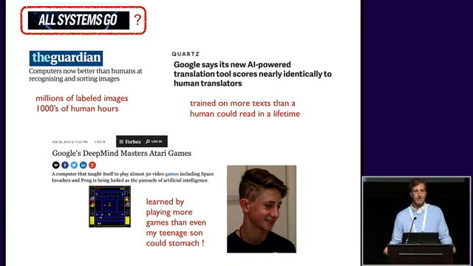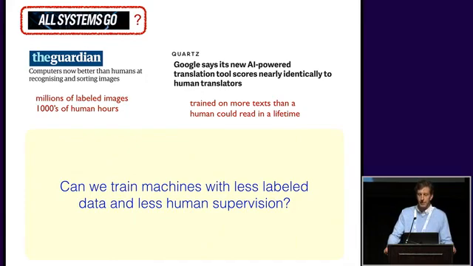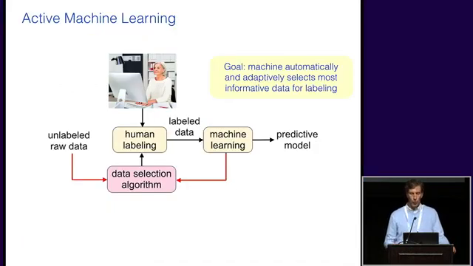So this is a kind of confusing situation. Machines are doing fantastic things, but they're not exactly learning the way humans learn. And so there's a lot of interest and active research right now in trying to figure out how we can train machines with less labeled data and less human supervision.